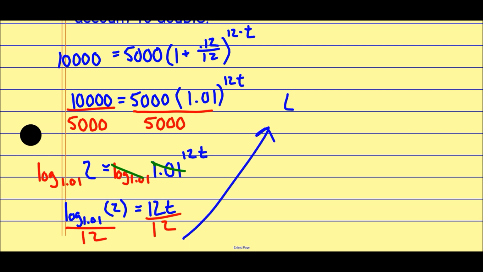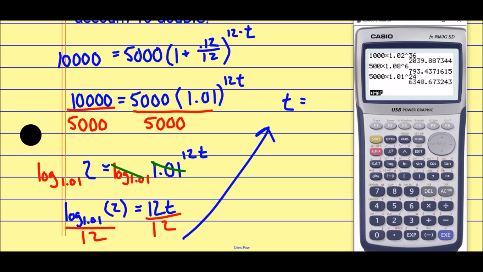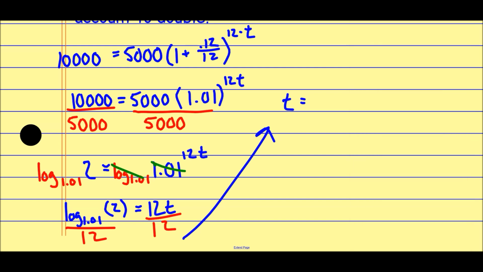So as I plug this into my calculator, here's how I'd plug it in. Remember, to do log base whatever, I can use my change of base formula. So to do log base 1.01 of 2, I do the natural log of 2, and don't forget your parentheses around that 2, divided by the natural log of 1.01. That gives me that logarithm, and then I have to divide that by 12. So I get about 5.8. And the nice thing about the formula we just used is that time is always in years, so I know that time comes out in years.